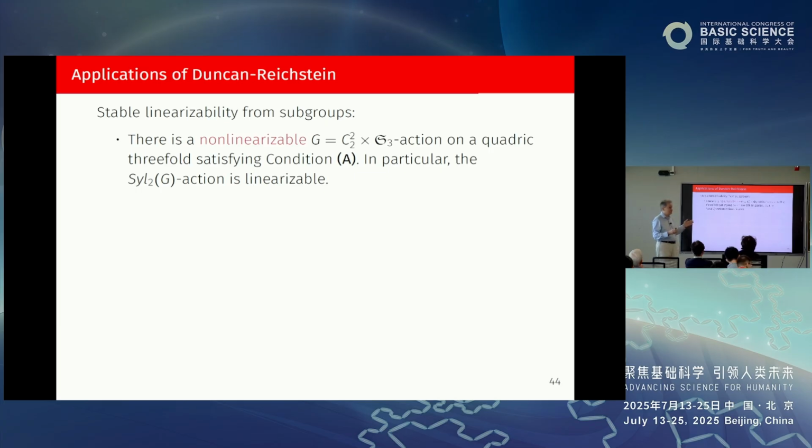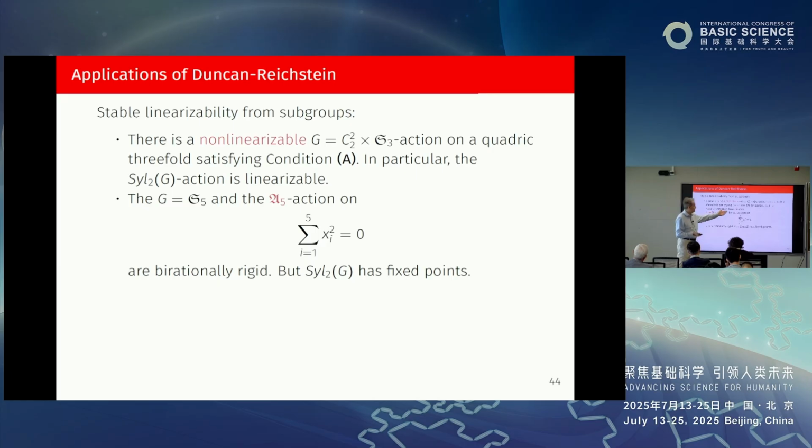Now, here are some basic results. You can have a quadric threefold with an action of C2 squared times S3 that's not linearizable, but satisfies condition A. Now, Duncan and Reichstein tell us that stable linearizability can be read off from the 2-Sylow subgroup for quadrics. And the 2-Sylow subgroup here is going to be C2 cubed. And condition A means there is a rational point, there is a fixed point. That means that for the 2-Sylow subgroup, it's linearizable. So by the theorem, it's stably linearizable. Of course, you'll never get this over non-closed fields: a quadric that's not rational but stably rational. For a quadric, stable rationality and rationality are the same. You have to have a rational point. But over BG, you have such things.